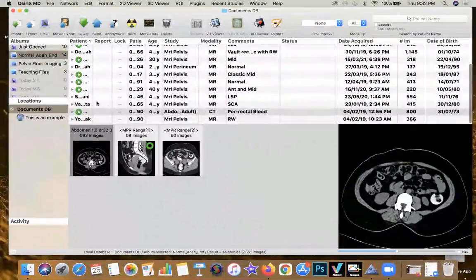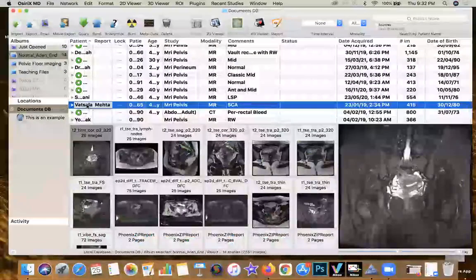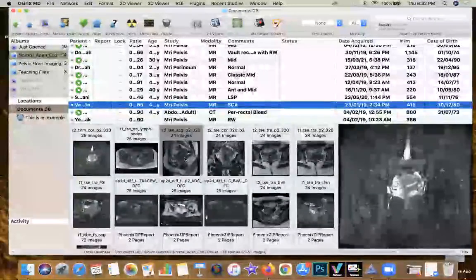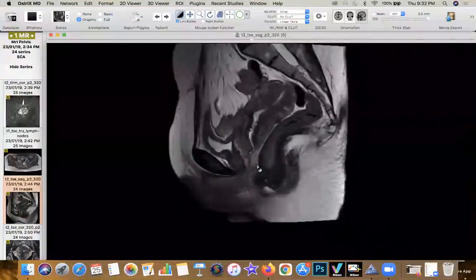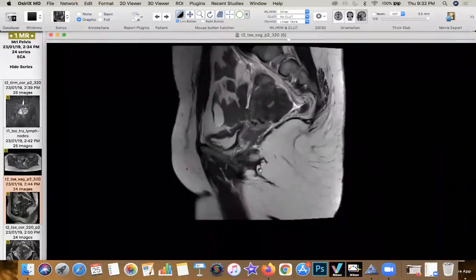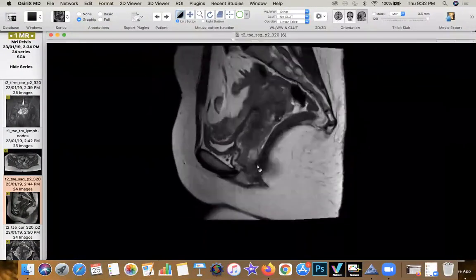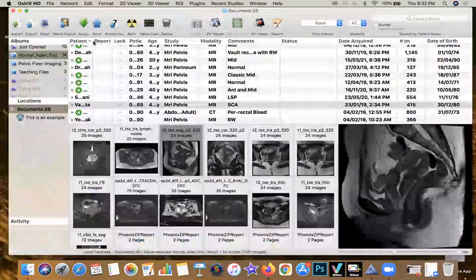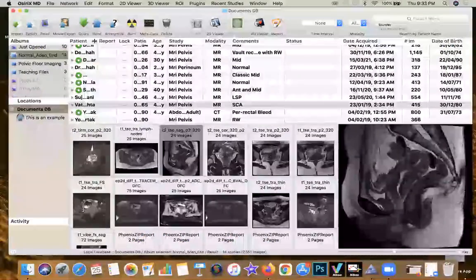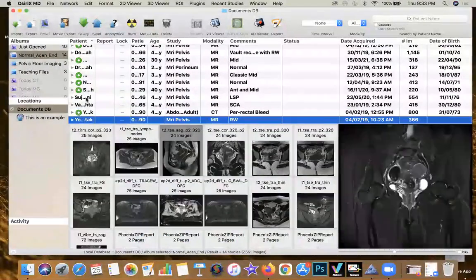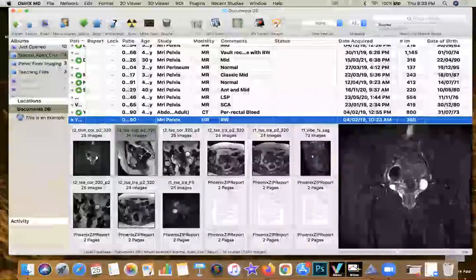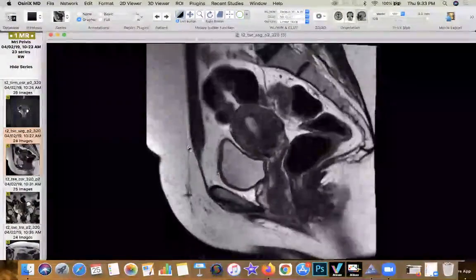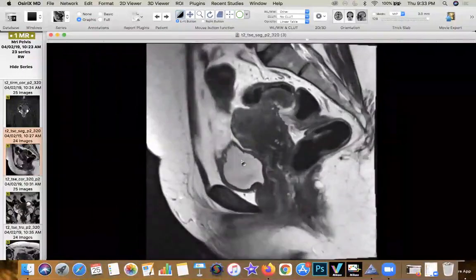Just give me a second. Sorry, one second. So here we go. One second. The right scan. Okay, so here we go. This is the MR of the same.